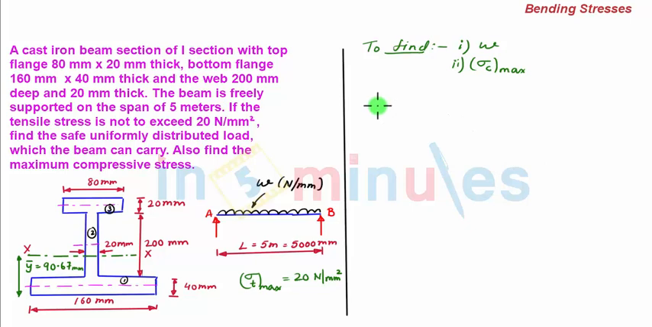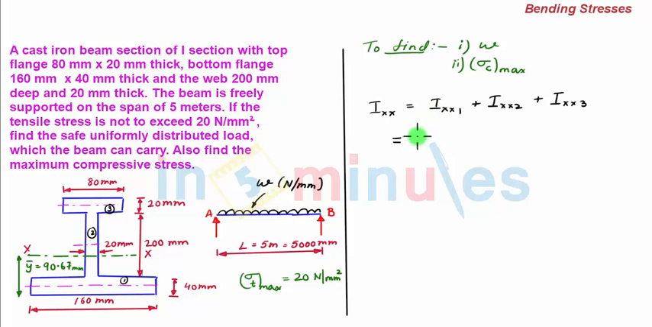Now your Ixx of composite I section is given as Ixx of part 1 plus Ixx of part 2 plus Ixx of part 3. Now we see that each part has a centroidal axis which is different from the centroidal axis of the composite section. We'll have to apply parallel axis theorem. So for each part we determine the moment of inertia about the centroidal axis.